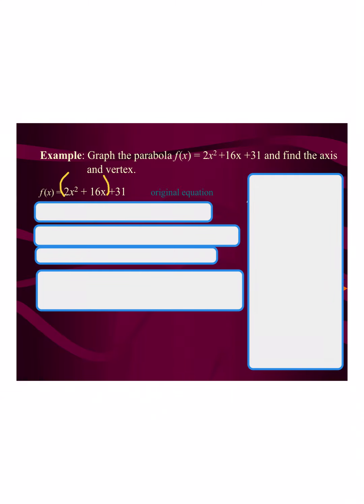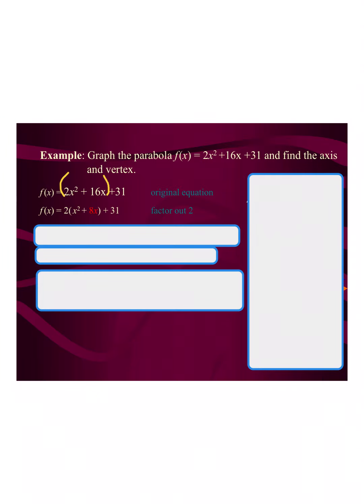And I really need my value here to be a 1, but it's a 2. So I'm going to factor out a 2 from both terms. And now I have 2 times the quantity x squared plus 8x plus 31. All right, once I factor that 2 out and I have a value of 1 by my x squared, I'm going to go ahead and complete the square.